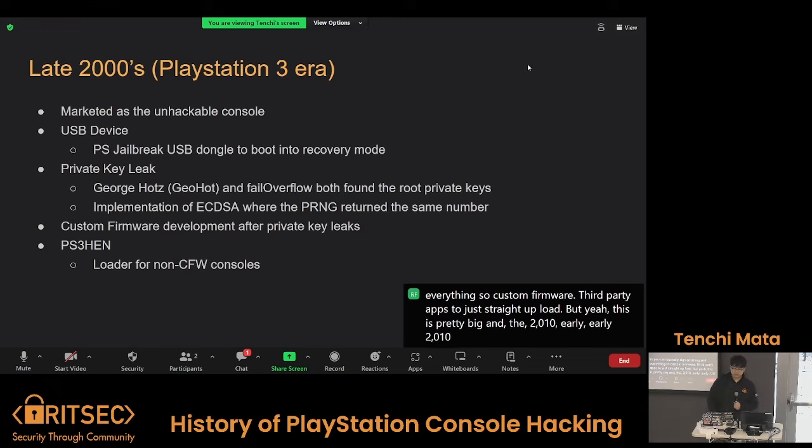And then yeah, PS3HEN is probably one of the biggest loaders that came out of this, and it was applicable to any firmware version. So you didn't have to have customized firmware. You didn't have to run any of the exploits. You can just load it straight up. So yeah, pretty cool stuff.